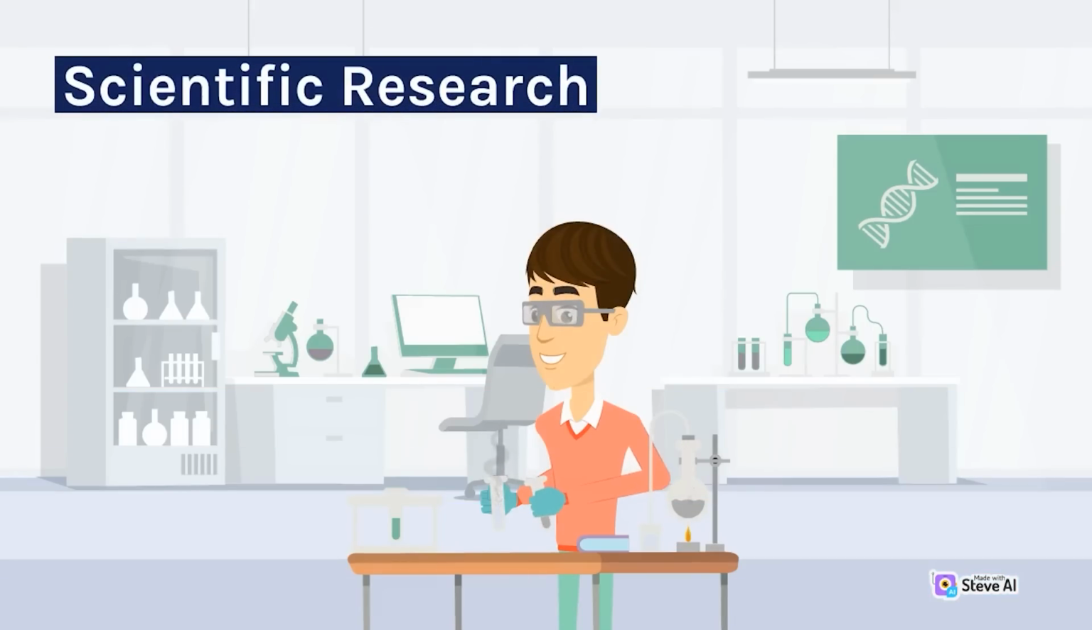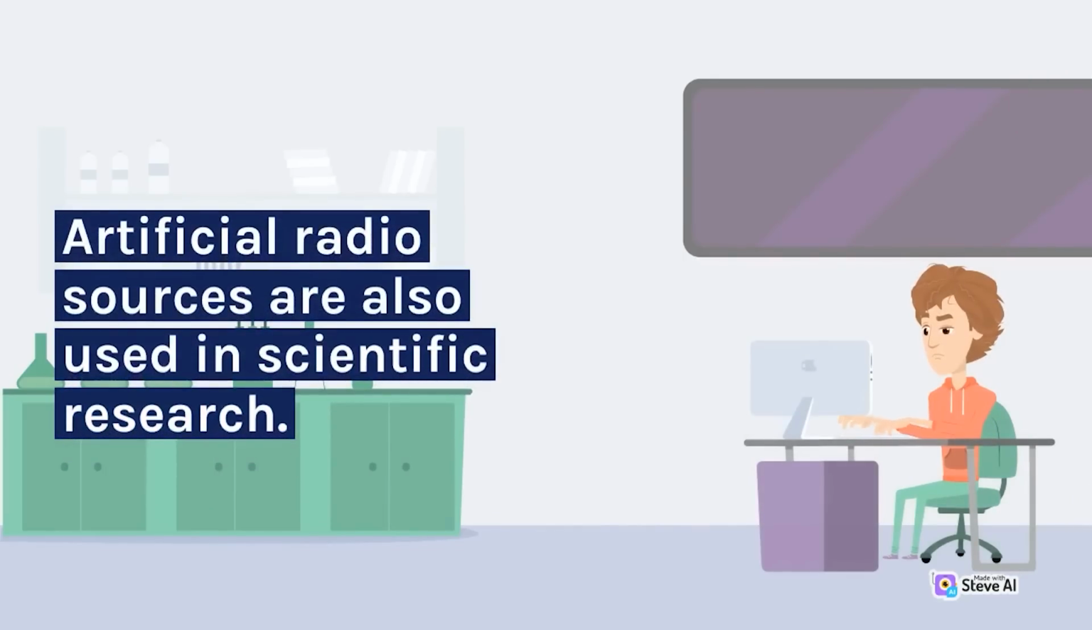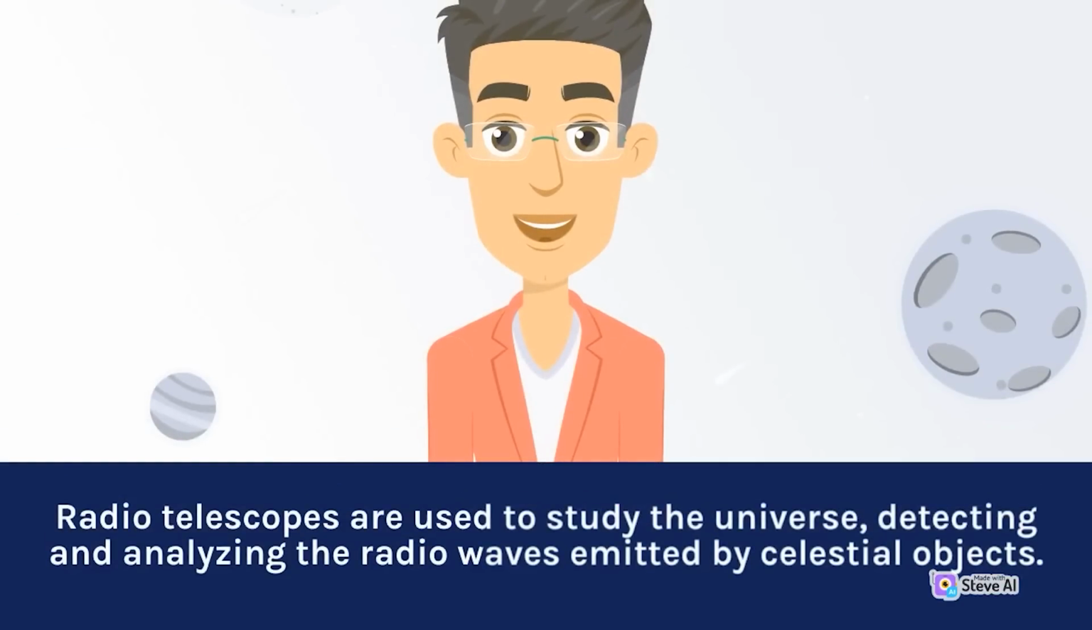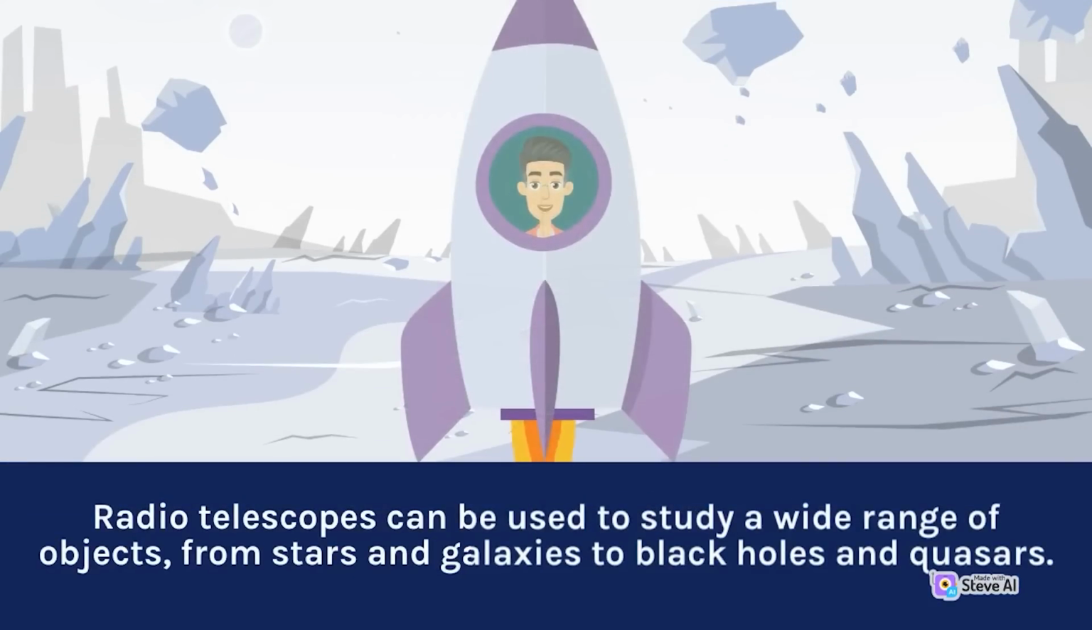Scientific research. Artificial radio sources are also used in scientific research. Radio telescopes are used to study the universe, detecting and analyzing the radio waves emitted by celestial objects. Radio telescopes can be used to study a wide range of objects, from stars and galaxies to black holes and quasars.